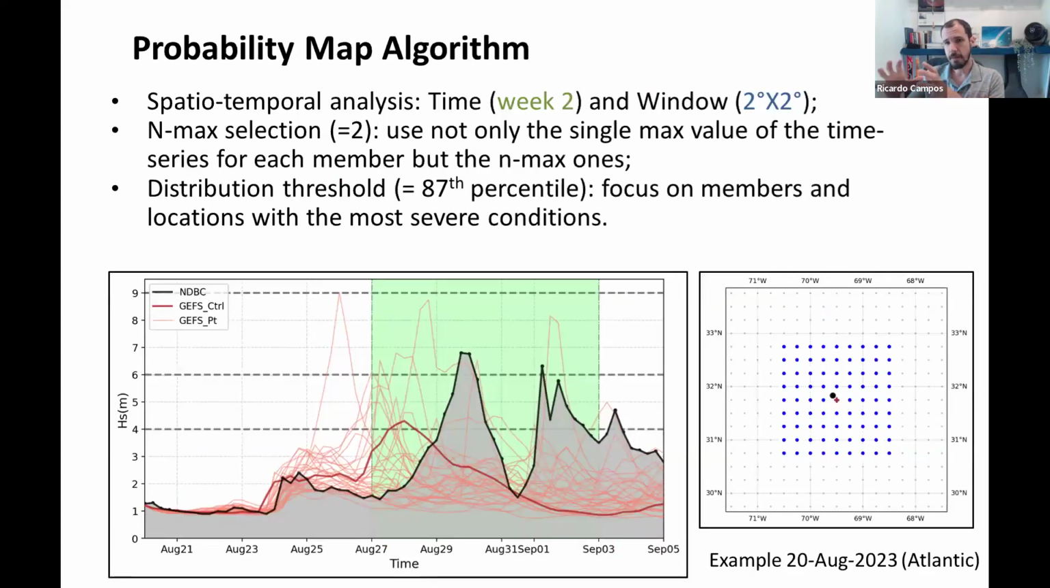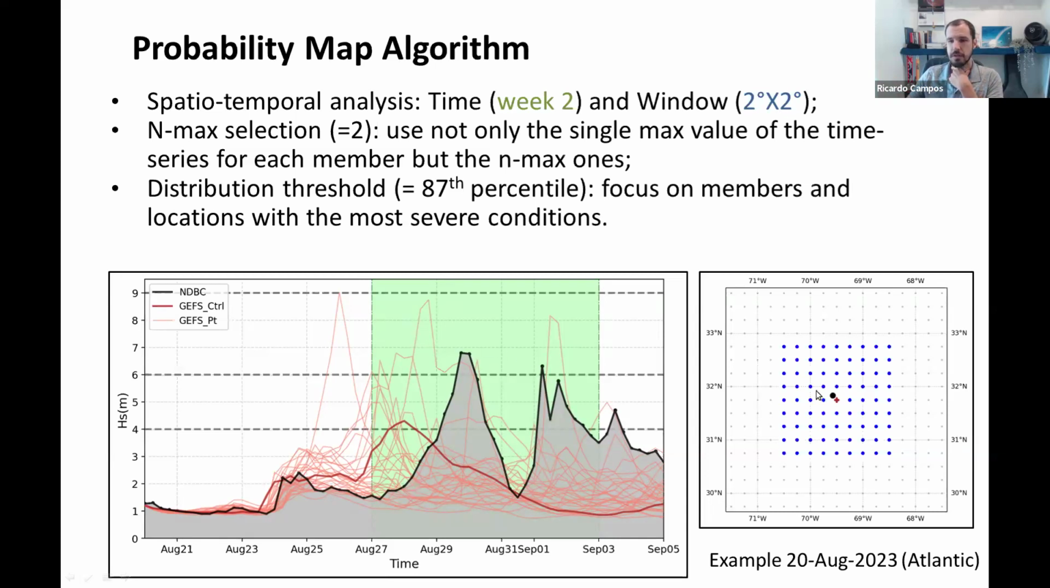So the probability map algorithm that we are developing is intended to do that. It's been done for the atmospheric side for decades, for temperature, precipitation, at CPC. It's been doing that for a long time, and now we are adapting this for the wave forecast. So we selected a period here, week 2 in this case, but it's flexible, right? You can select any forecast range, and then an optimal window that will account for the model, for the system actually to diverge in space and also in time.